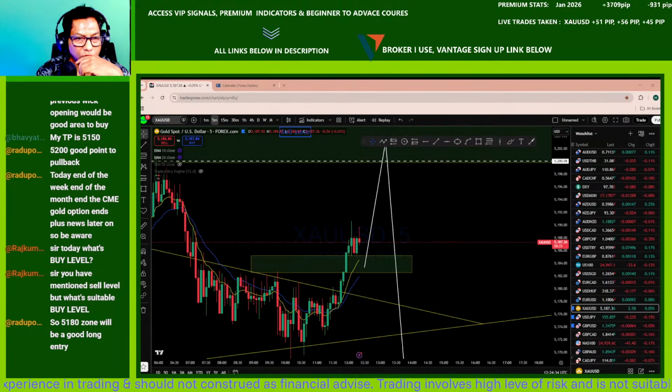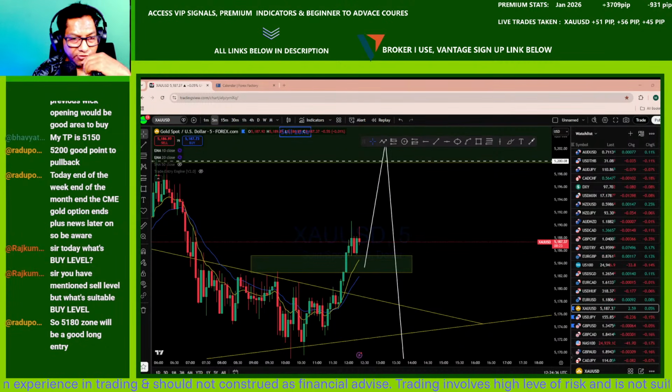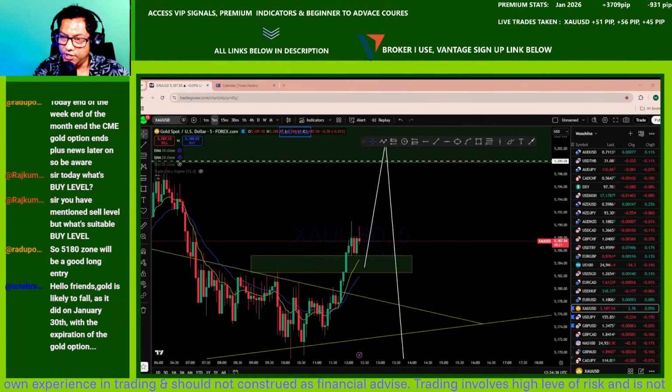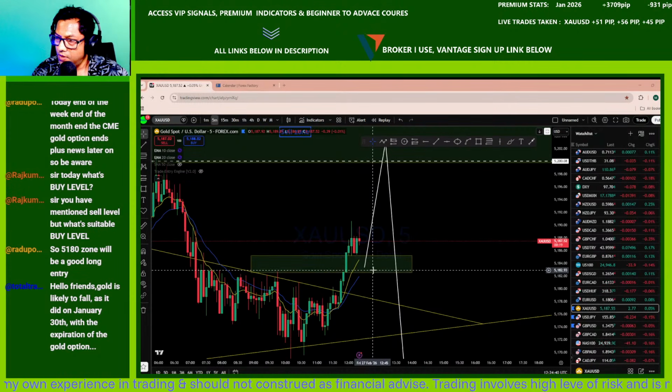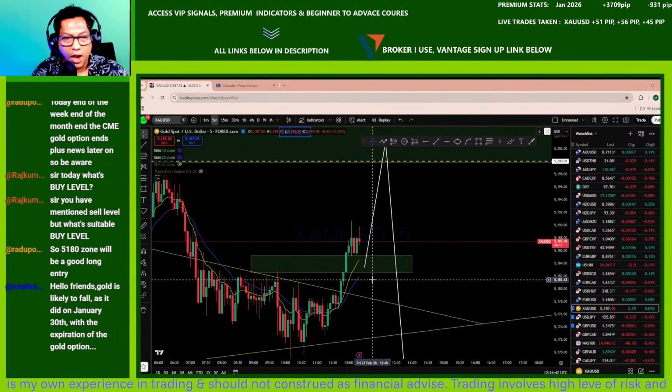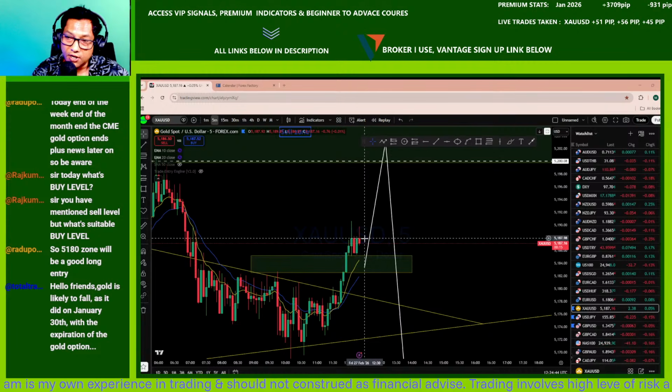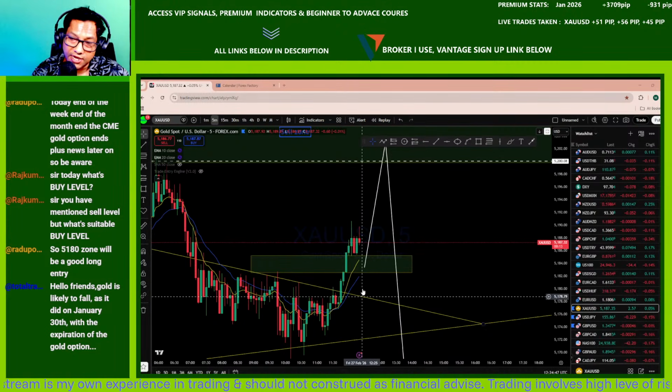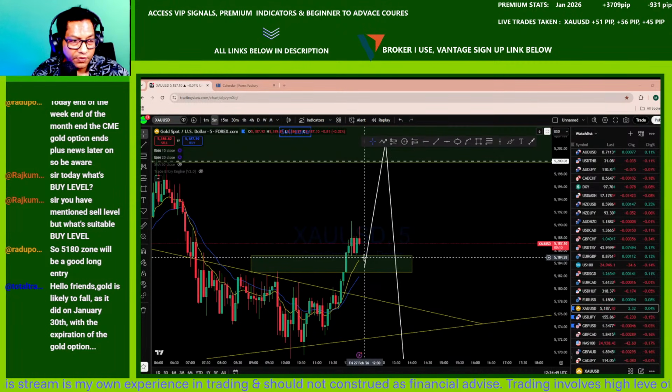So the 5180 zone will be a good long entry. 5180. I wouldn't go long blindly. If the market drops there and you want to see that it's carrying rejection of that level, then only you will be looking for that entry.